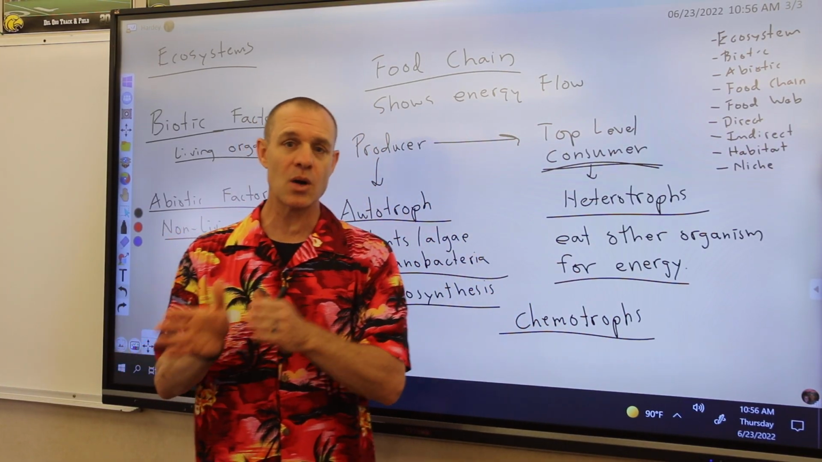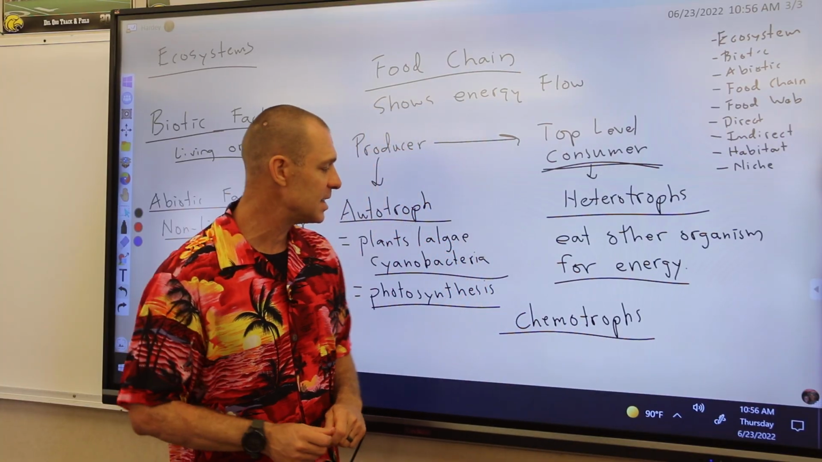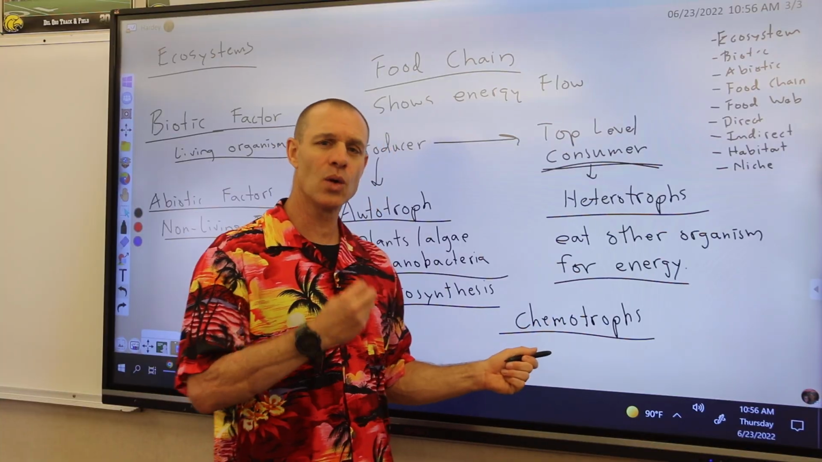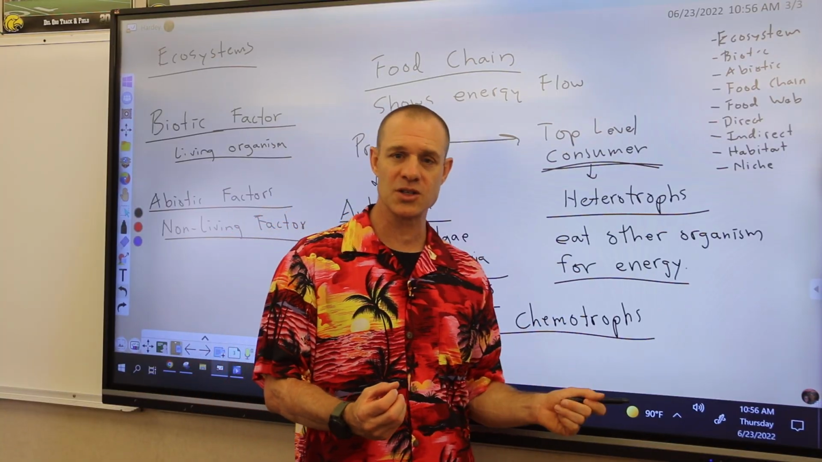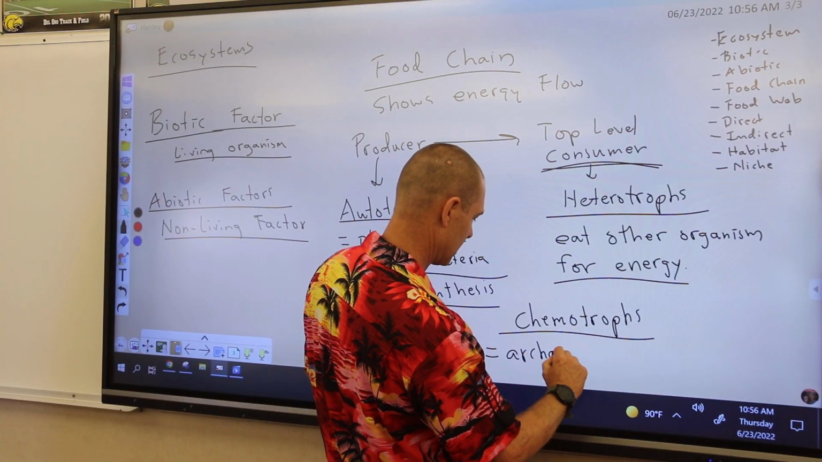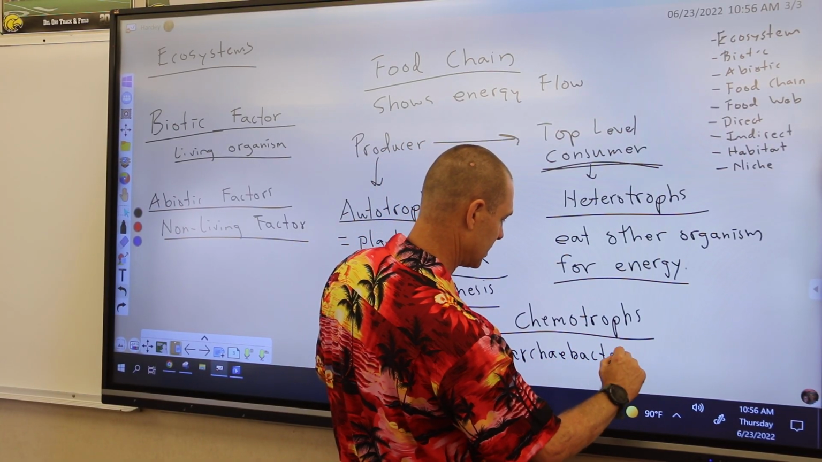And then finally we have an odd group called the chemotrophs, sometimes called the chemoautotrophs. Same basic idea, but chemotrophs are able to eat a non-organic molecule as an energy source. Chemotrophs often are in the form of archaebacteria.